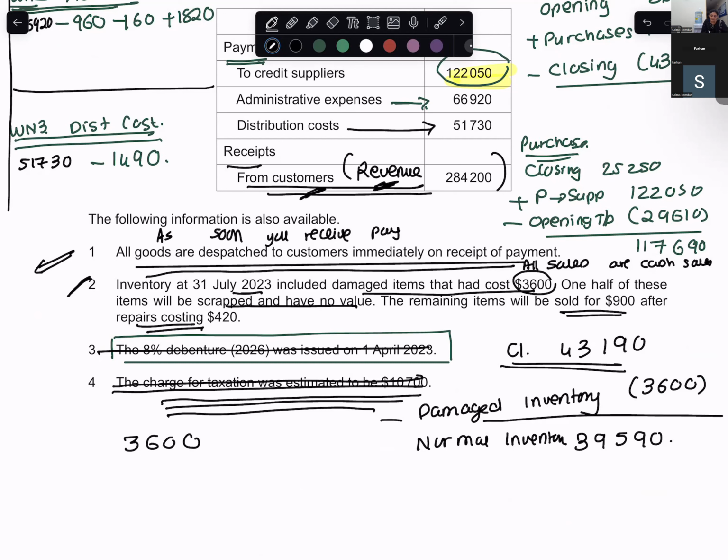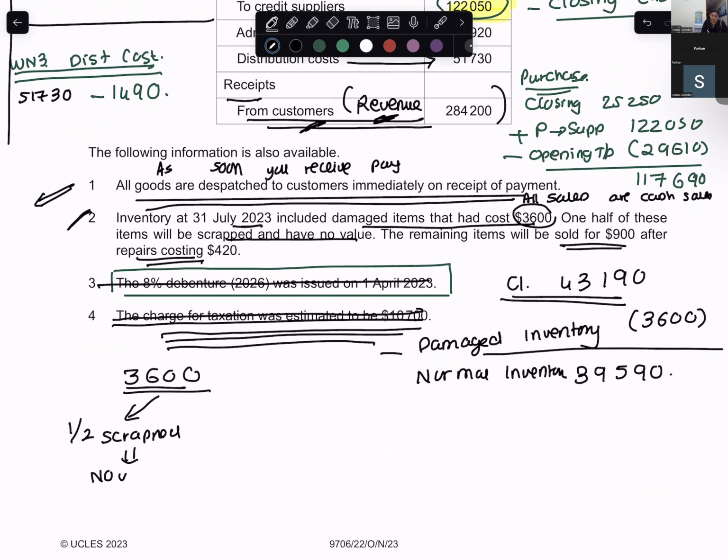Okay, 3,600. So half has to be scrapped. No value. So what is half of 3,600? The half is 1,800. What is the remaining half? Remaining half is 1,800. Now this is a 1,800 cost for it. What is the NRV for it? The NRV, the net realisable value.